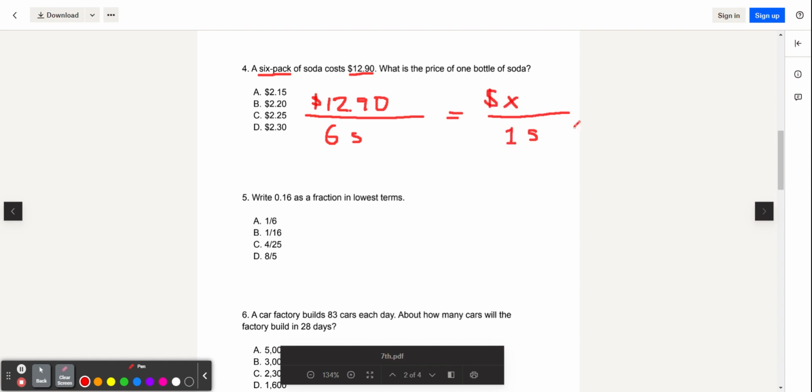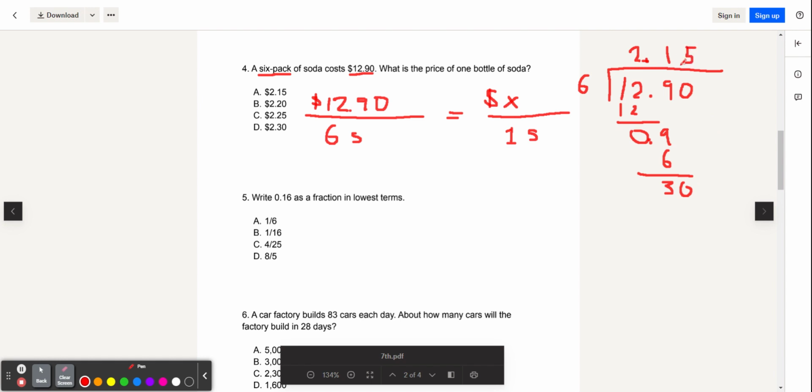x dollars. x is already isolated because a number over 1 is just itself. So all we need to do is divide. Let's practice our long division. Luckily, the numbers are very easy. It's going to divide very neatly. 12 is a multiple of 6, so there's nothing left. We bring down the 9. 9 is a multiple of 3, and 6 is a multiple of 3, but 9 is not a multiple of 6, sadly. So we're going to be left with 3. But we bring down the 0, and 30 is a multiple of 6. So our final answer is $2.15, which is A.